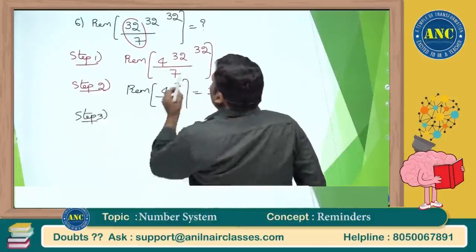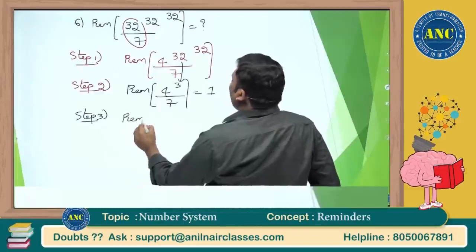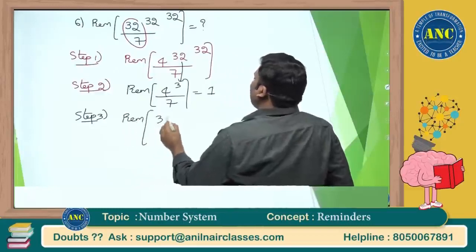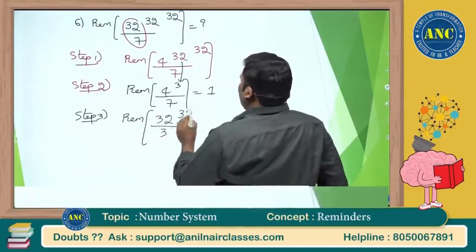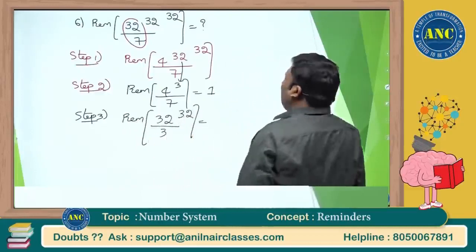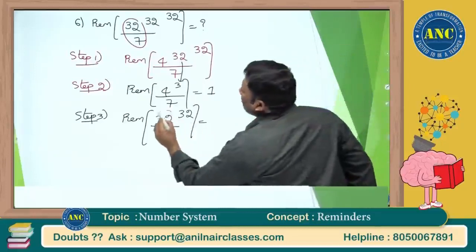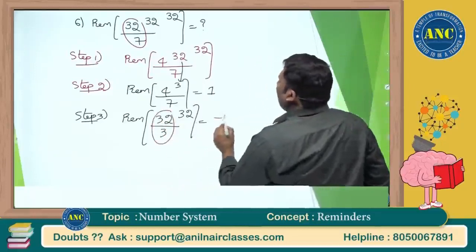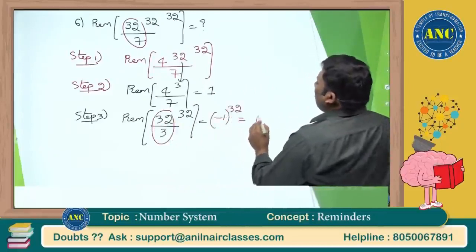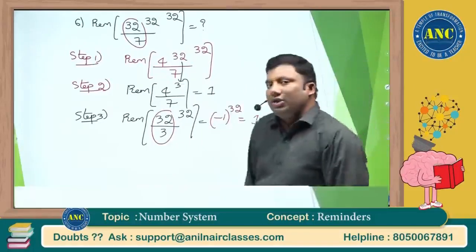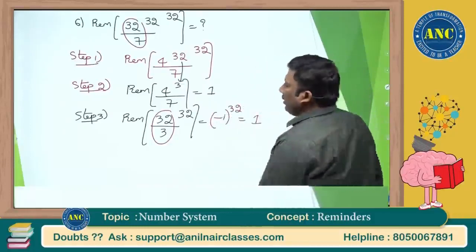Step number 3. Divide this with this. Divide the power you require by the power which has given you plus 1. 32 power 32 divided by 3. 3 11s are 33. Negative remainder minus 1. Minus 1 power even, it is nothing but plus 1.